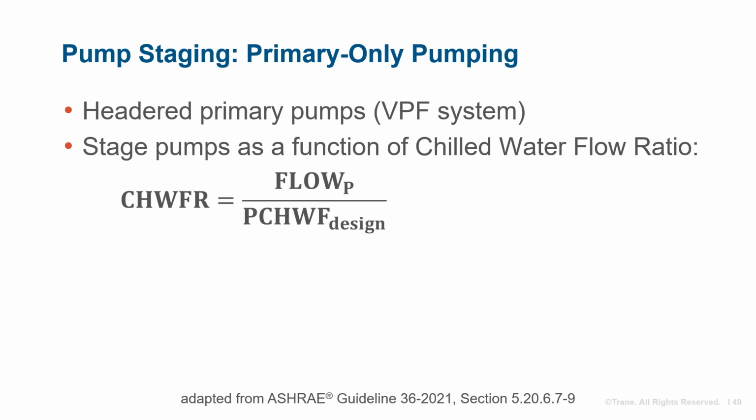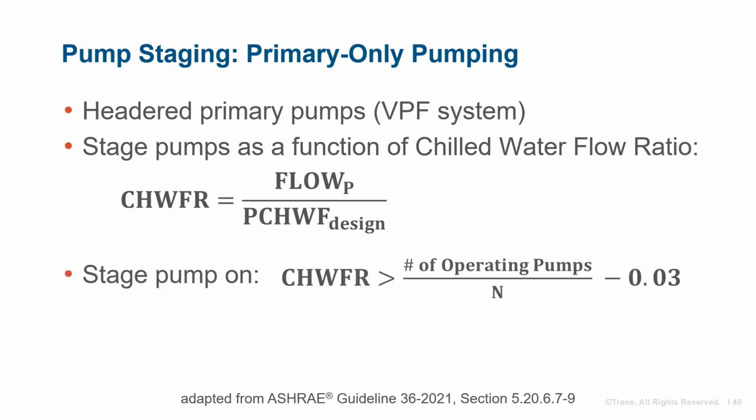Flow is used instead of speed to keep pumps operating near their most efficient operating point. The staging equations also consider the number of pumps operating at design flow and assume equally sized pumps. As the demand for cooling increases, the coils require more flow. The next pump is staged on when the flow ratio becomes higher than the number of operating pumps divided by the pumps in the manifold minus 0.03.